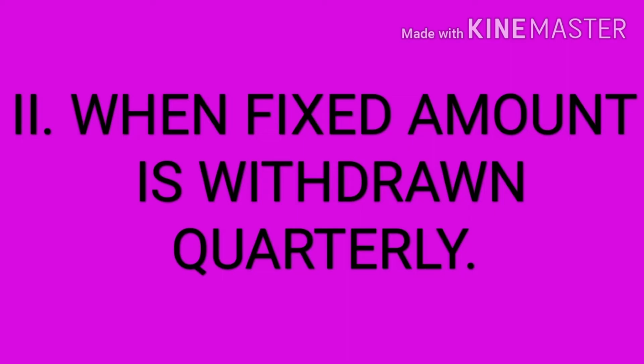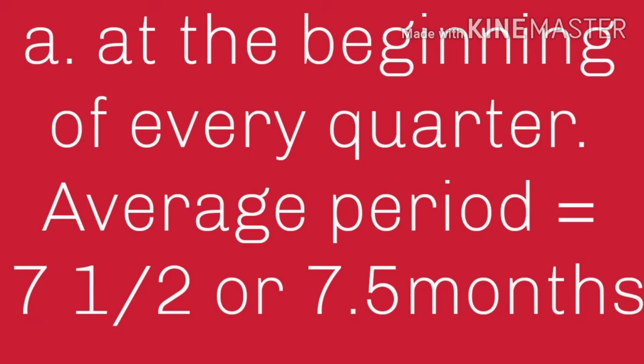This is the second situation, when the fixed amounts are withdrawn quarterly. Here in a year there are 4 quarters, right? While calculating annual drawings, we have to multiply 4 with the drawings per quarter. The fixed amount can be withdrawn either at the beginning of the quarter, or at the middle of the quarter, or at the end.